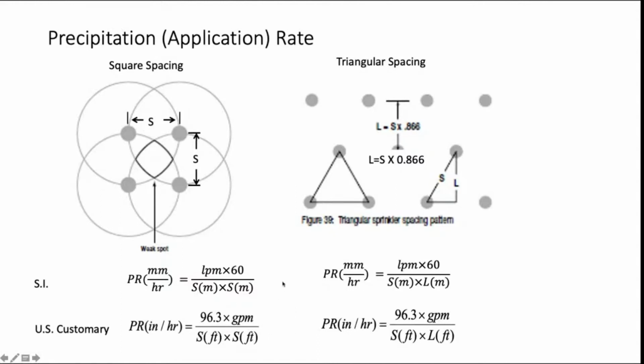If we look at a triangular spacing, this S is a little bit further apart, or longer or stretched, than this L. Now this is S and this is L, because L is shorter than this S. This S equals that S, excuse me. So what happens in the triangular spacing is, you actually get a higher precipitation rate in the triangular configuration.